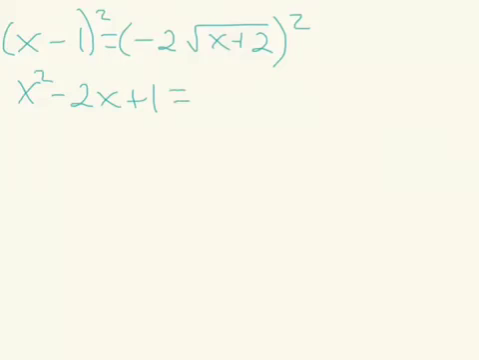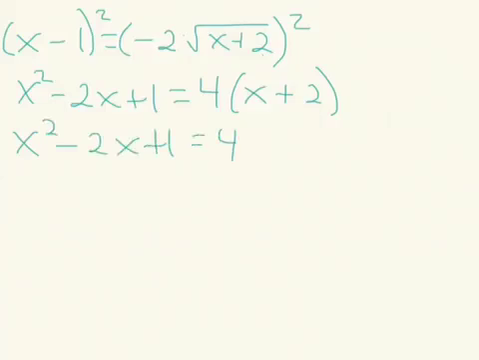On the right-hand side, thankfully we don't really have to FOIL to multiply these together, because it's just multiplication between the negative 2 and the root. So I'm going to square those factors one at a time. Negative 2 squared is 4. And the square root squared is just going to cancel the square root and the squared. So we've got x plus 2.